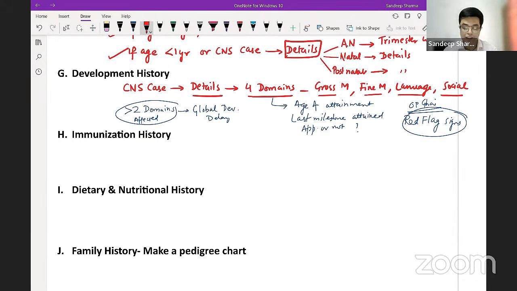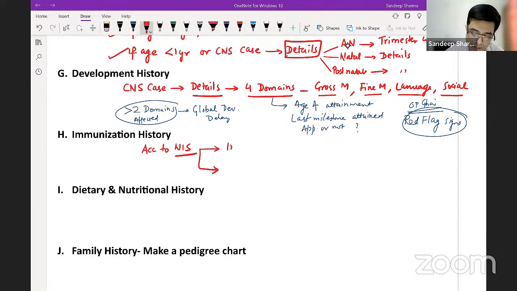Let us move further and talk about the immunization history. When you talk about immunization history, you will mention it according to the National Immunization Schedule. Do not quote the IAP schedule in the exam. Very important. In postgraduation, MD medicine or MD pediatrics, you mention the different vaccination schedules, but in MBBS final professional, only mention according to the National Immunization Schedule. According to the National Immunization Schedule, there will be two possibilities.